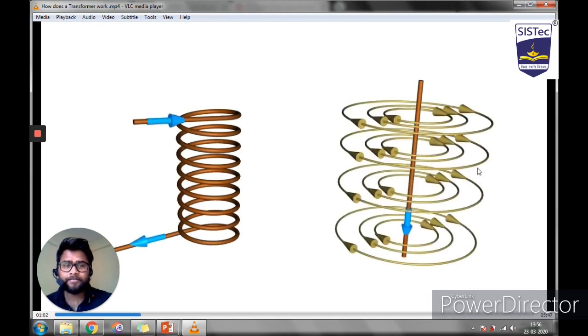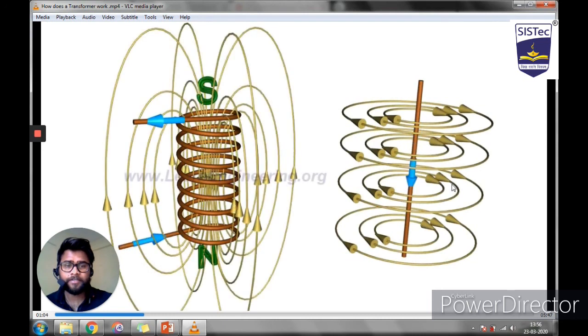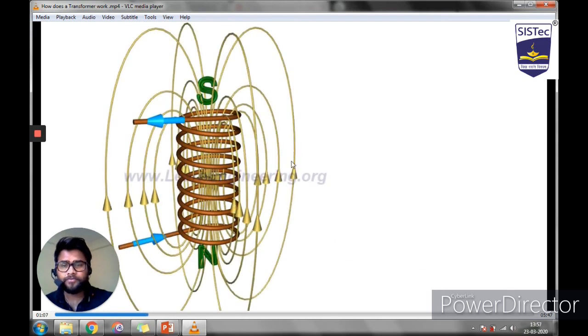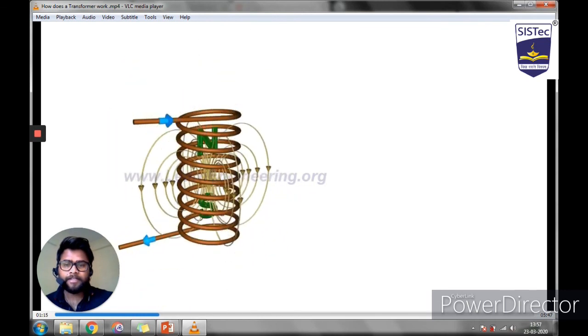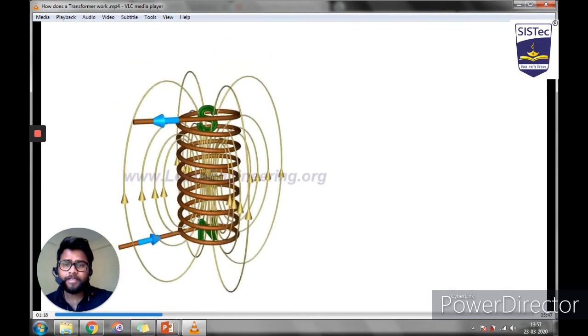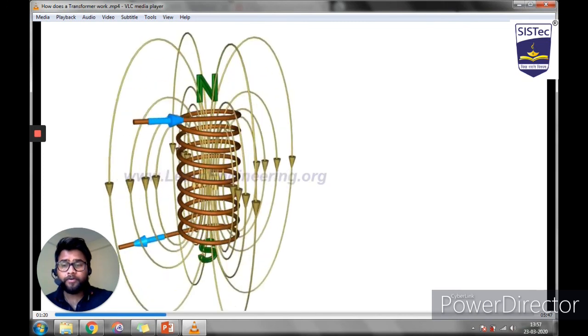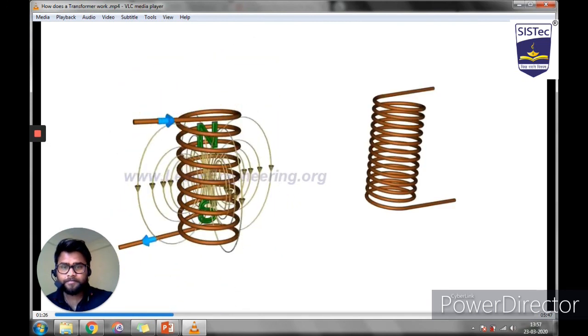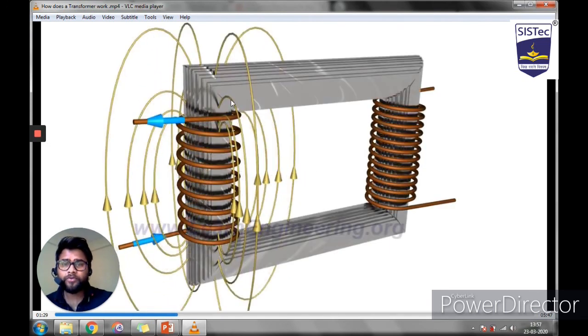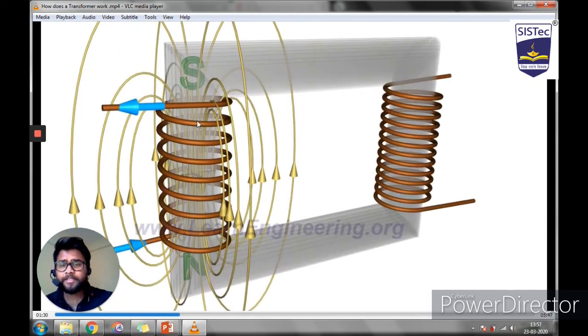This is how it is explained, that when a wire carries current, a magnetic field is set up around it. So when a winding carries alternating current, it sets up an alternating magnetic flux around it, and when this winding is wound over the limb of any core, it sets up magnetic flux in the core also. So here we can see the winding, which is wound over the limb of this core, and alternating current is flowing through this winding.